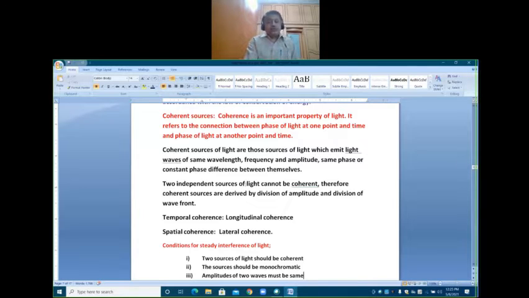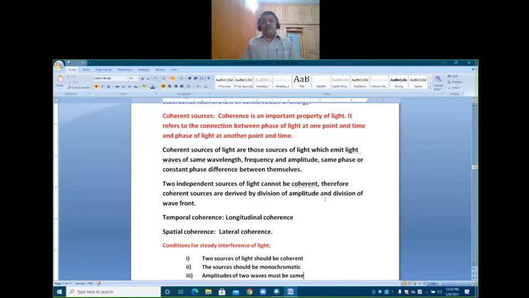Therefore, coherent sources are obtained indirectly by two methods. One is division of wavefront, which we are seeing first, and the other is division of amplitude. That is, we divide the wavefront into two parts, because the two parts are of the same original wavefront. The two parts of the same wavefront will send beams according to Huygens' principle of secondary waves. Every point on the wavefront is a source of new wave.